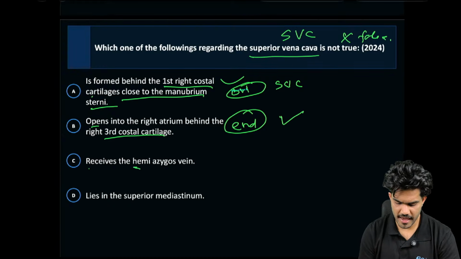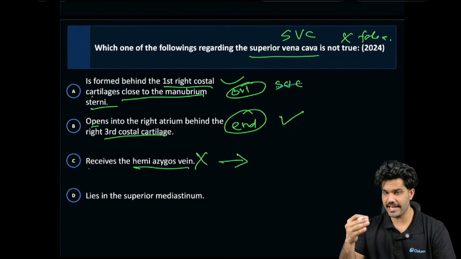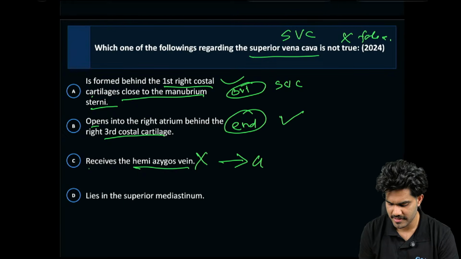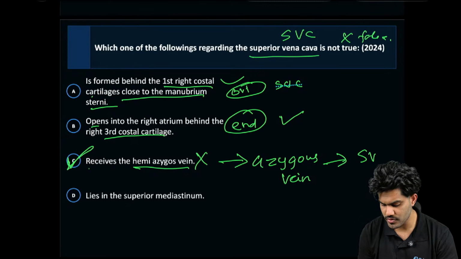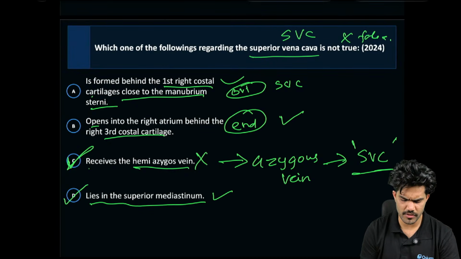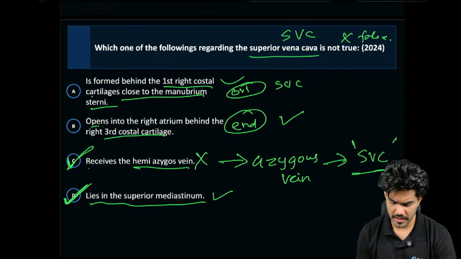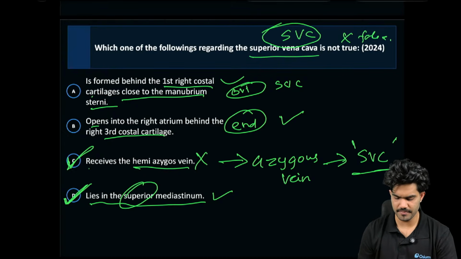Now, receives hemiazygous vein. No, who receives the hemiazygous vein? Hemiazygous vein drains to azygous first. It drains to the azygous vein first. So this will be the answer. This azygous will drain to the superior vena cava. Okay. Lies in the superior mediastinum. Yes, absolutely right. By the name itself, we have superior vena cava in the superior mediastinum.